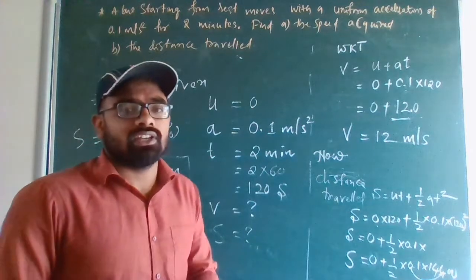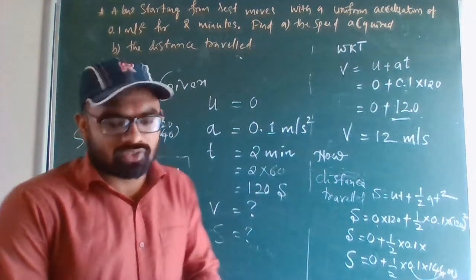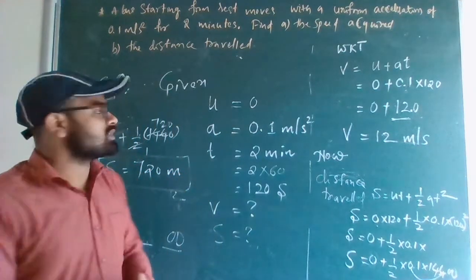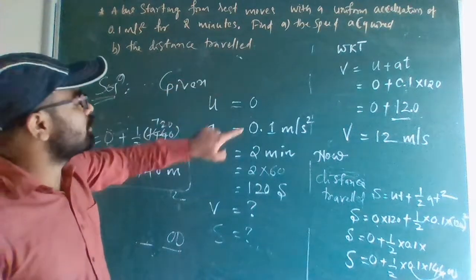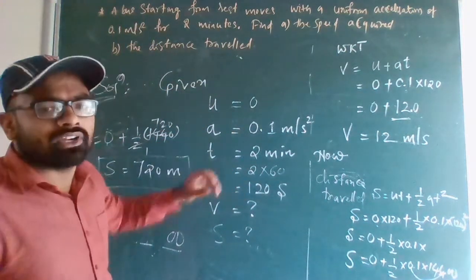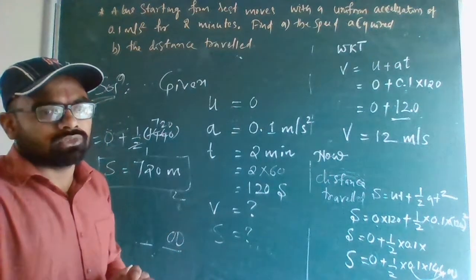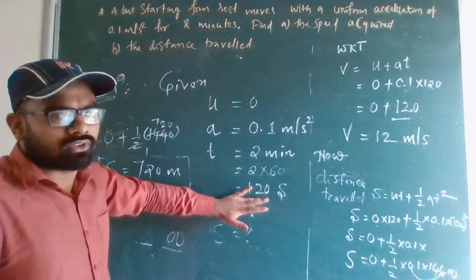I hope this much is clear. So please make a note of this. First thing, starting from rest, initial velocity 0 should be taken. Uniform acceleration a is given. So time t they have given as 2 minutes, we have to convert it into seconds because we don't want it in minutes. SI unit of time is seconds.